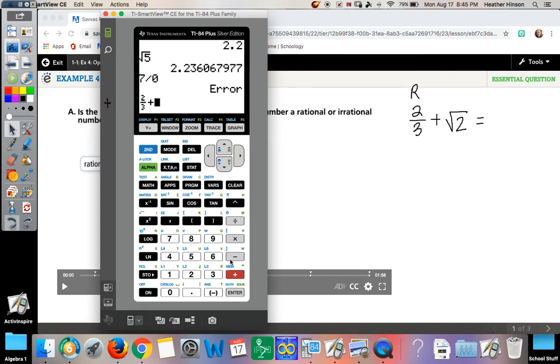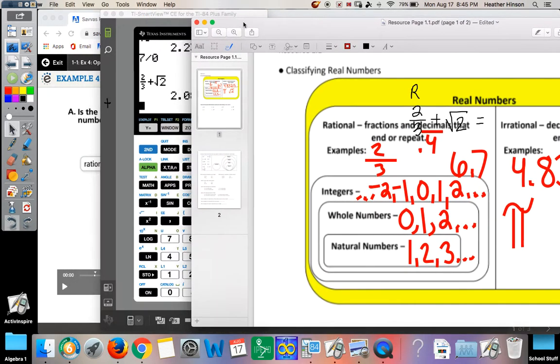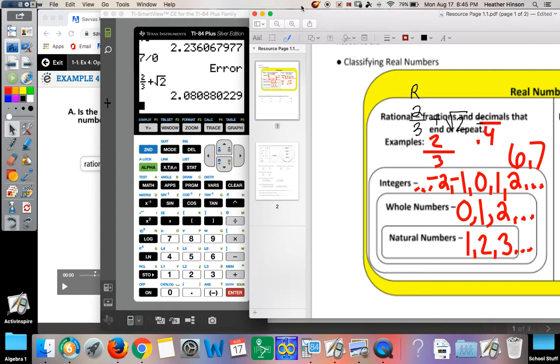Then you're going to add square root of 2. Second x squared, I mean 2. And we get this weird decimal, 2.080880229. So then look at your chart. Is it a fraction? Well, clearly that's a decimal.